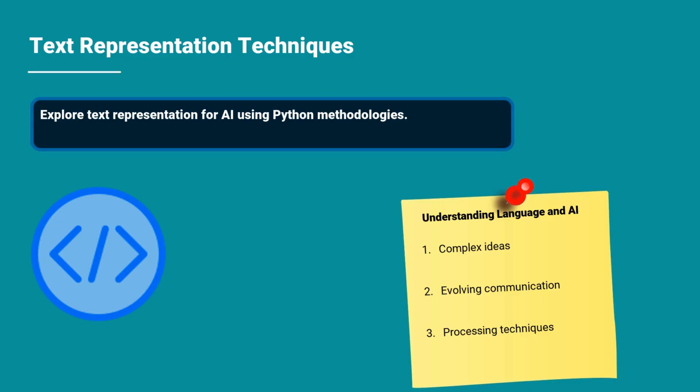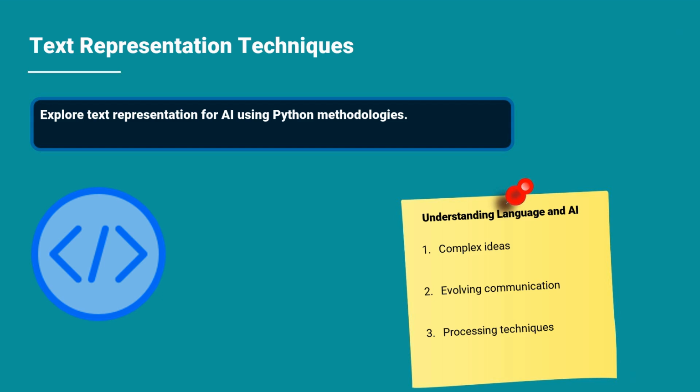Language is a fascinating construct that allows human beings to communicate complex ideas and emotions. It evolves throughout our lives and plays a crucial role in shaping our thoughts and understanding of the world. Today, we're going to delve into how we can represent text for artificial intelligence, particularly when building agents with Python. We'll explore the various techniques and methodologies used to process and comprehend textual information.